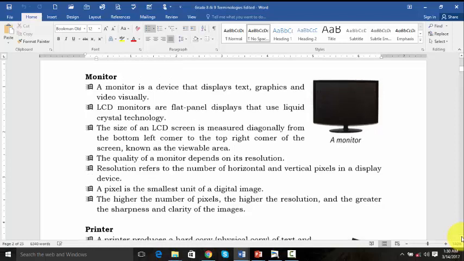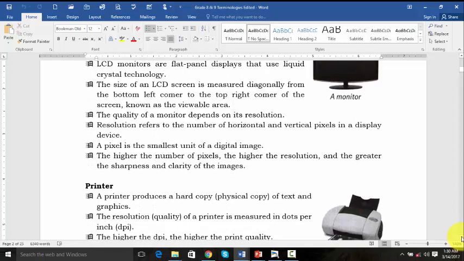We look at the other part, which says quality. The word quality means good.